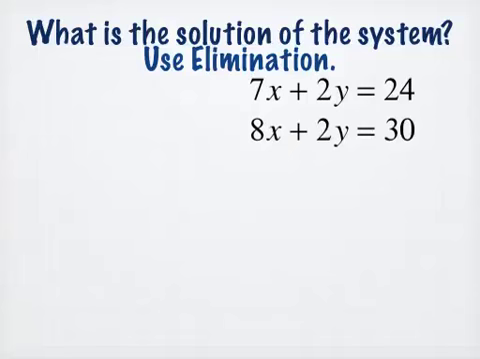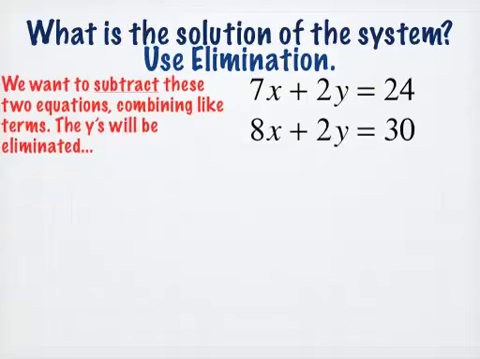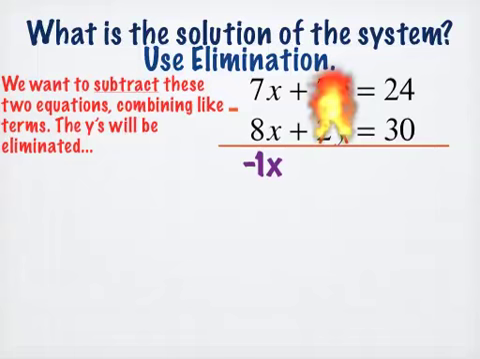But if you look at my y's, both of them are positive 2y. In this case, I need to subtract these two equations, combining like terms. Again, the y's are going to be eliminated. So I'm going to subtract these two equations, combine my like terms. If I have 7x minus 8x, well, 7 minus 8 is negative 1, so I have negative 1x. 2y minus 2y is 0. And then 24 minus 30 is negative 6.